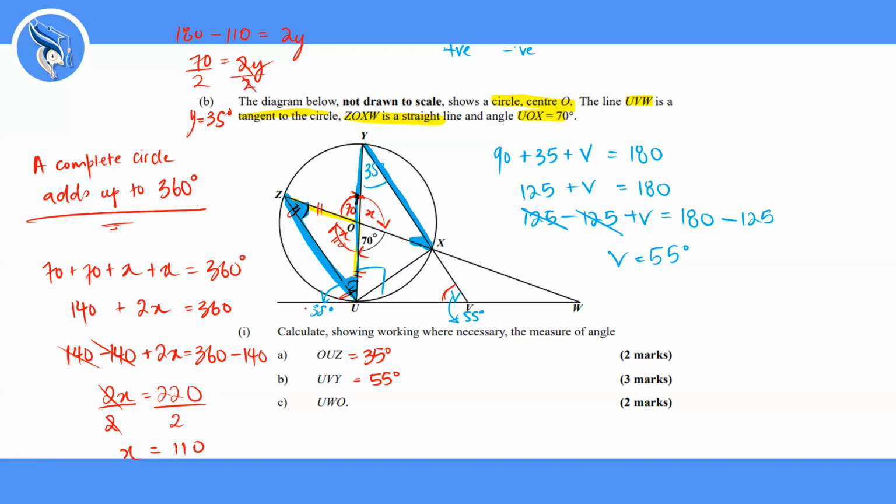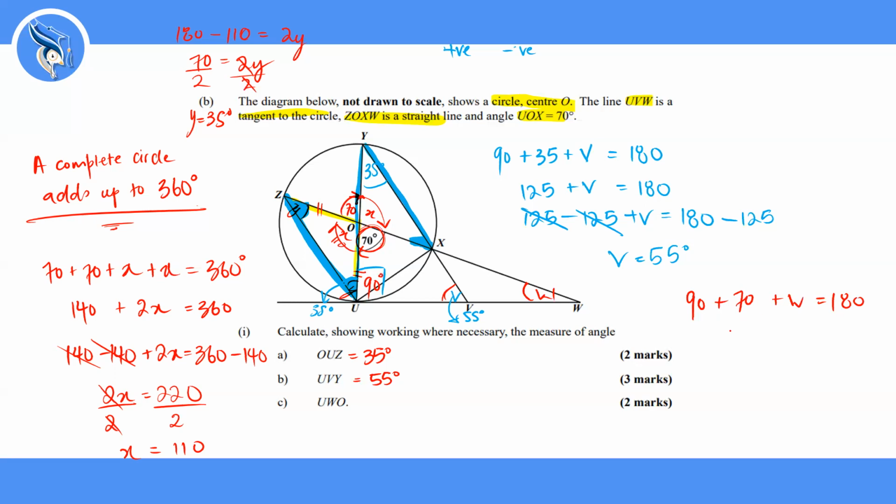Now, UWO, this one right here, we need that. We can use the same triangle thing because we know this is 70 right here. We know this is 90. So we can work out angle W. Angles in a triangle add up to 180 degrees, right? So that means 90 plus 70 plus angle W will equal 180 degrees.